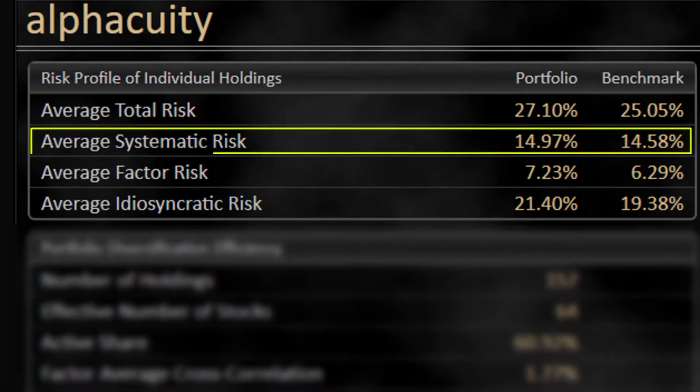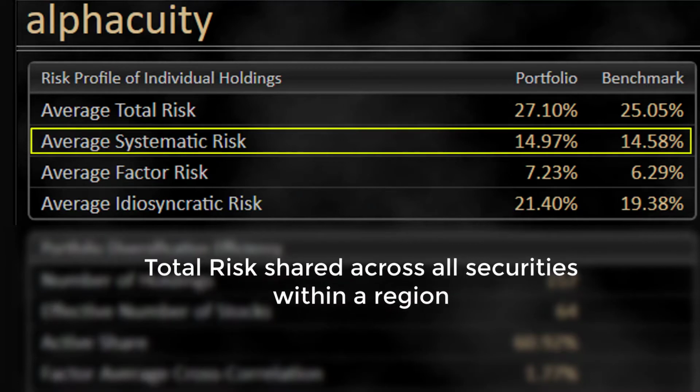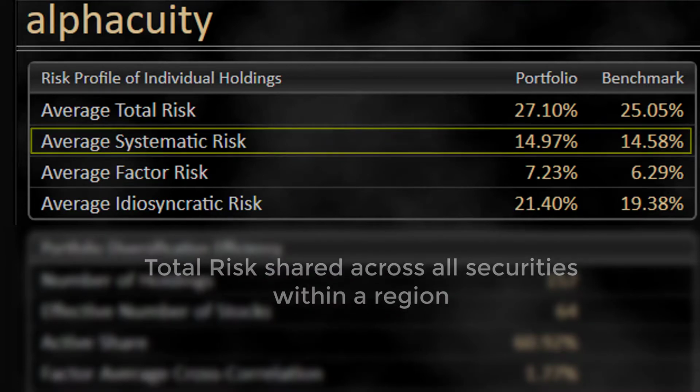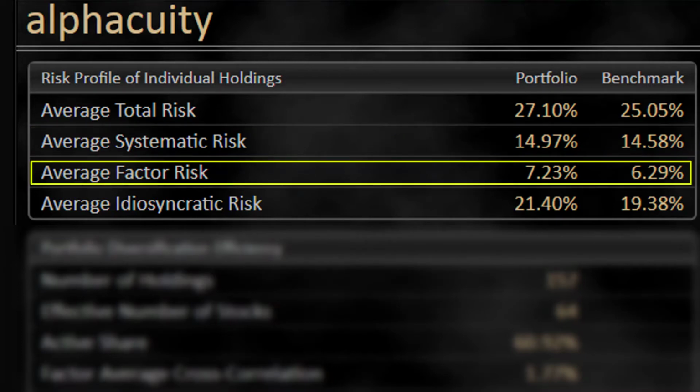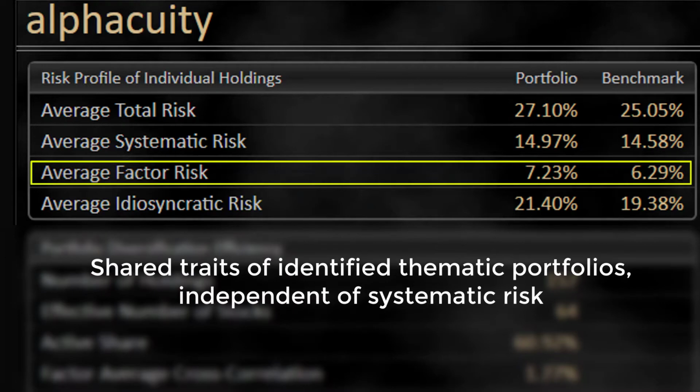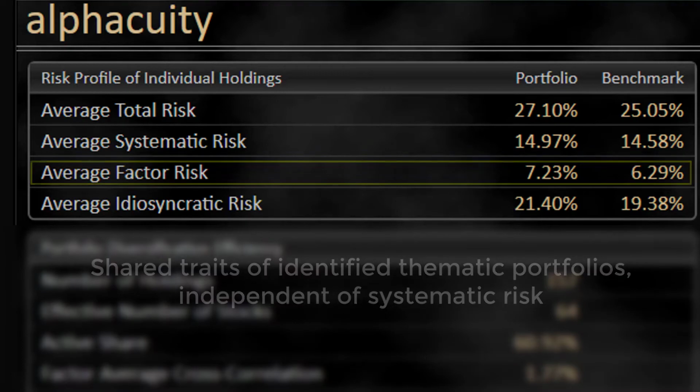The average systematic risk is that portion of total risk commonly shared across all securities within a region and is uncorrelated with the broad market. Average factor risk is the risk component associated with the shared traits of identified thematic portfolios independent of systematic risk. In other words, factor risk represents the common covariance among a group of companies with the same factor exposure.